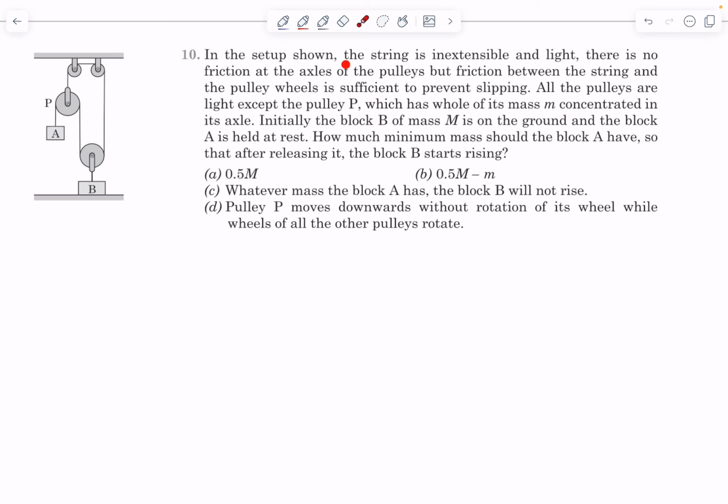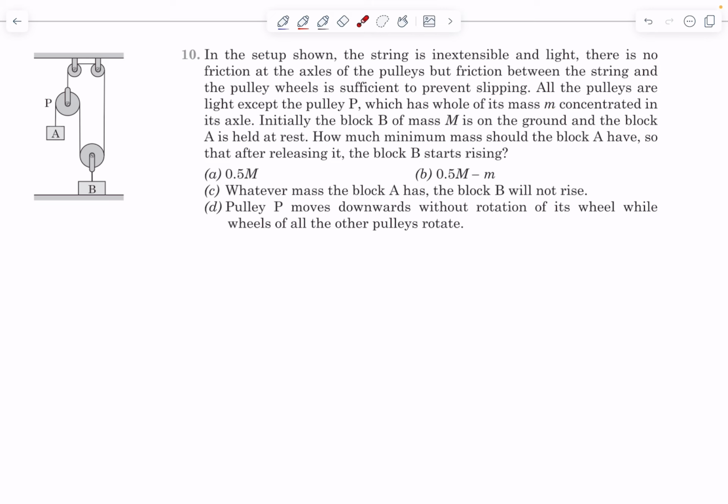In this setup, the string is inextensible and light. There is no friction at the axles of the pulley, but there is friction between the string and the pulley's wheels, and it is enough to prevent slipping. Now all the pulleys are light except the pulley capital P, which is this particular pulley over here, which has the whole of its mass m concentrated in its axle. So this line is kind of important.